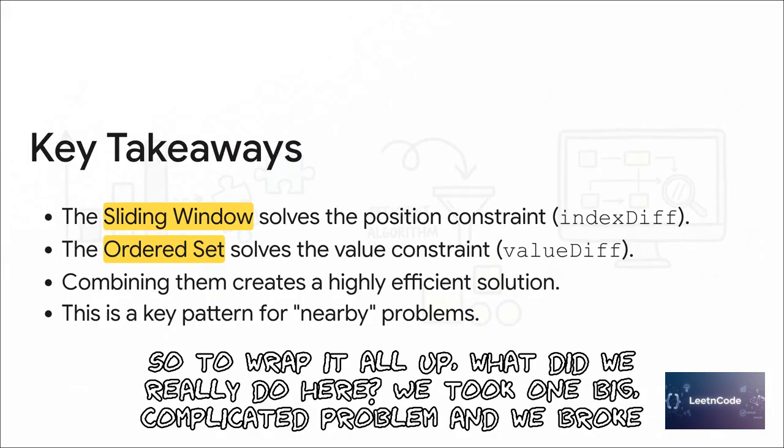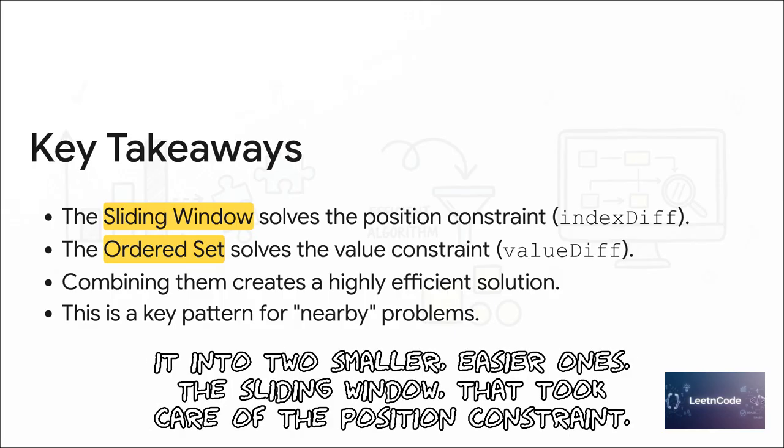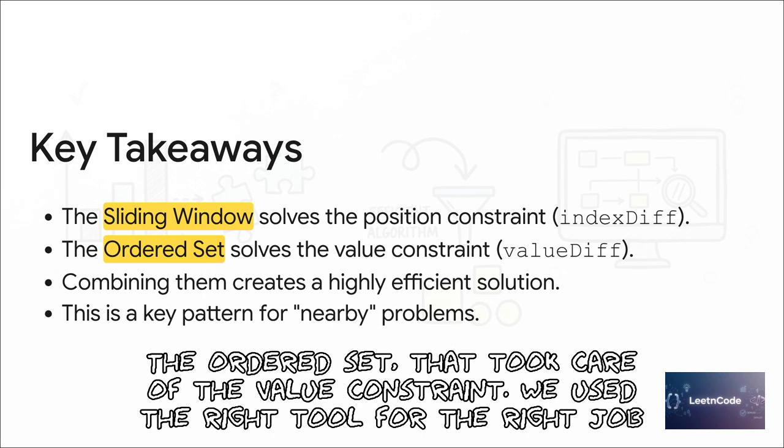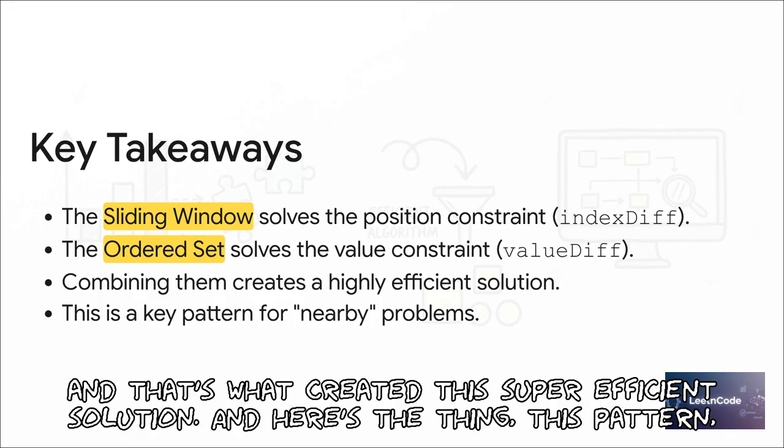So, to wrap it all up, what did we really do here? We took one big, complicated problem and we broke it into two smaller, easier ones. The sliding window, that took care of the position constraint. The ordered set, that took care of the value constraint. We used the right tool for the right job, and that's what created this super efficient solution.